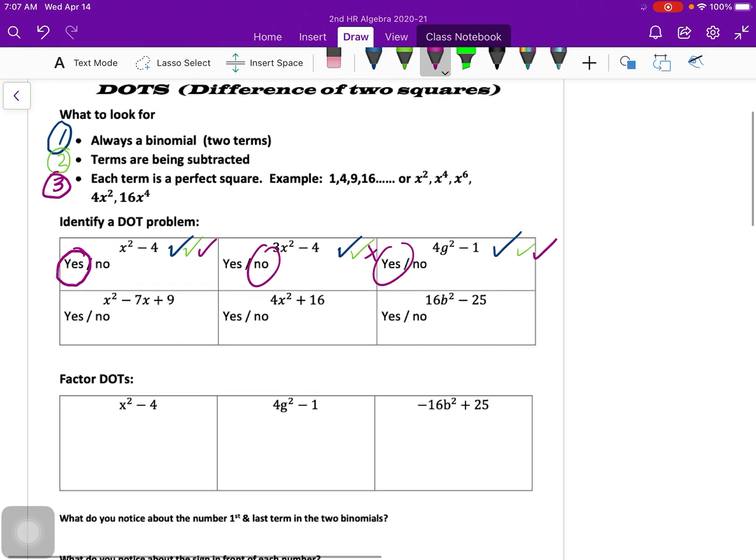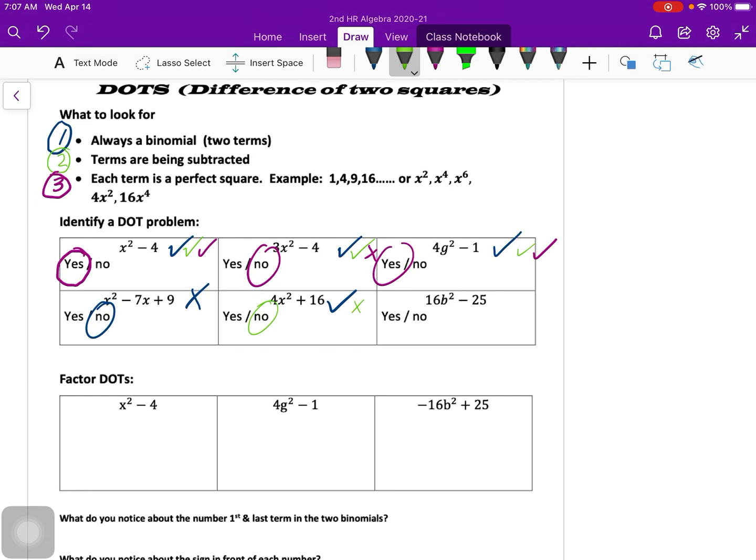Let's look at x squared minus 7x plus 9. Is this one a binomial? No, this one is a trinomial. So even though it is factorable, it is not a difference of two squares pattern. Let's look at the next one, 4x squared plus 16. This one is a binomial, it's two terms, but does it contain subtraction? No. So therefore, it's not the difference of two squares. Even though the first and the last term are perfect squares, it's not a difference.